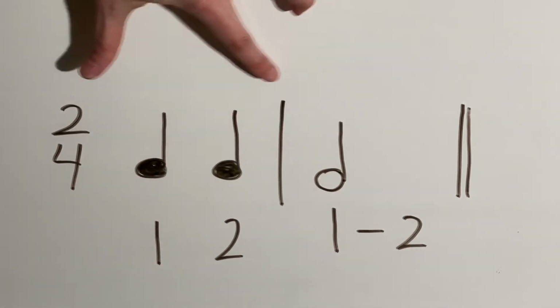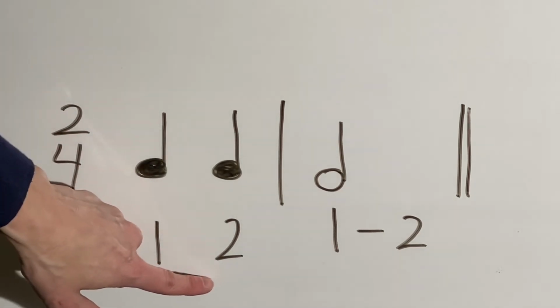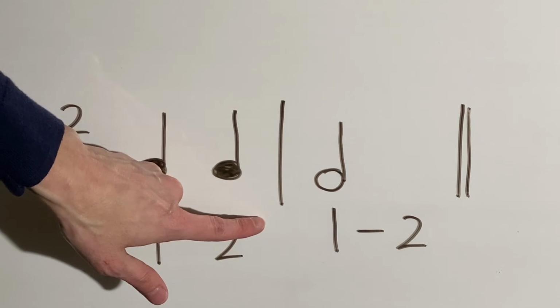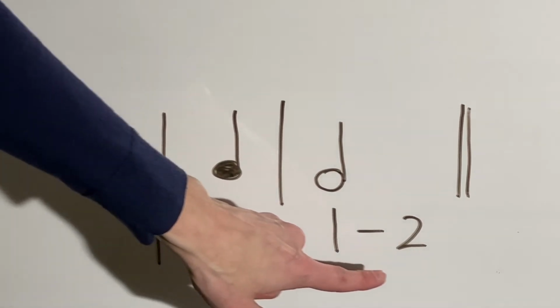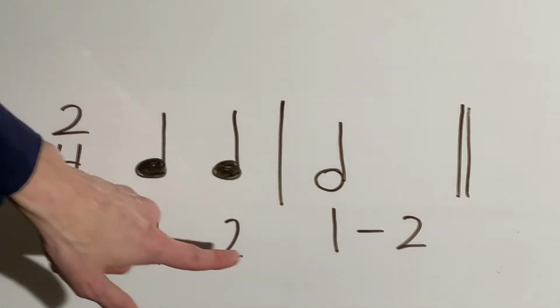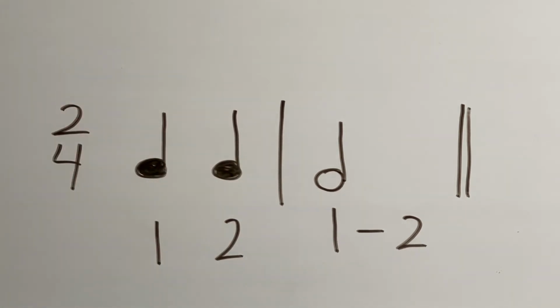So we have our 2 measures separated by a bar line, and we are going to count 1, 2, and then we get to the bar line, we start over again with our counting. And this is 1, 2. We can't keep counting 3, 4. The bar line tells us that we have to start back over at 1.